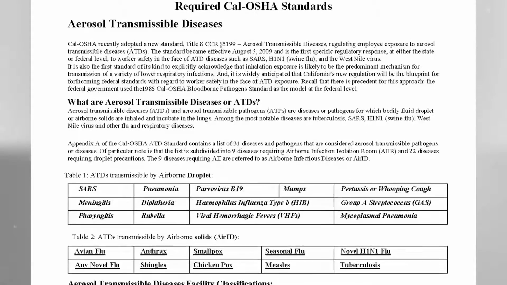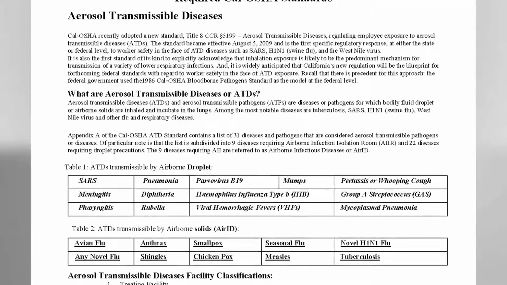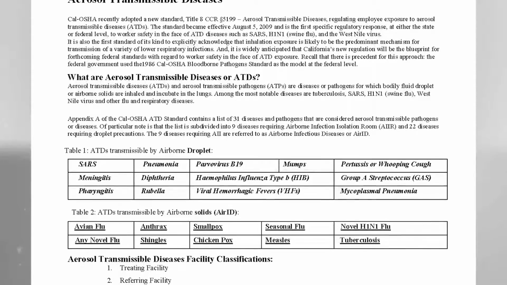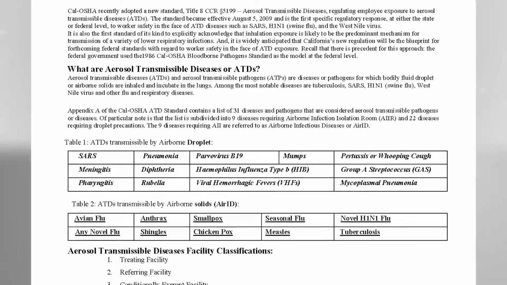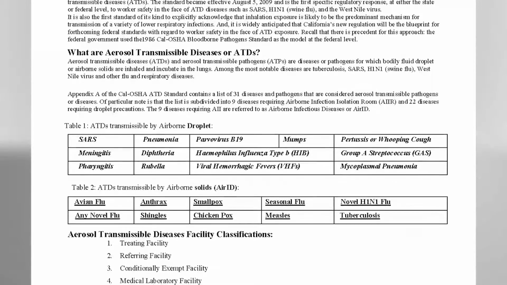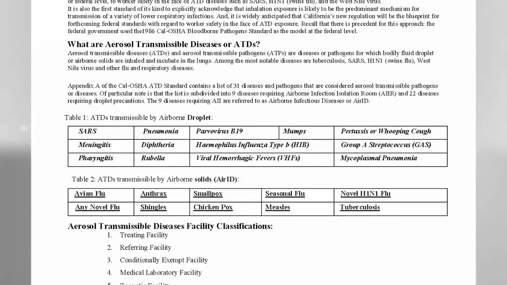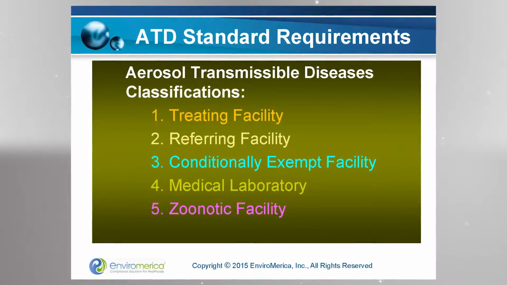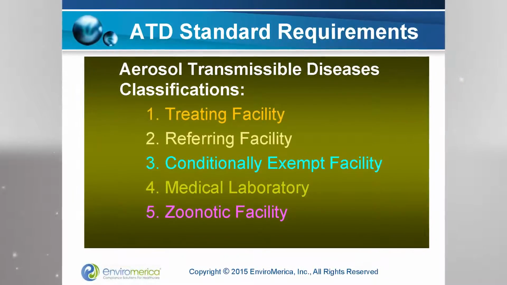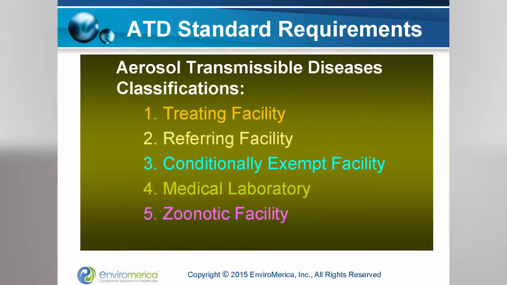Now, the ones that are airborne require more precautions, and you need to make sure that you definitely refer that patient to the emergency room at a hospital, because they are most equipped to handle those types of diseases. So the first thing you want to know is, what are these different classifications? If you're looking at the classifications, the first type of facility is called a treating facility. A dental office is certainly not a treating facility.